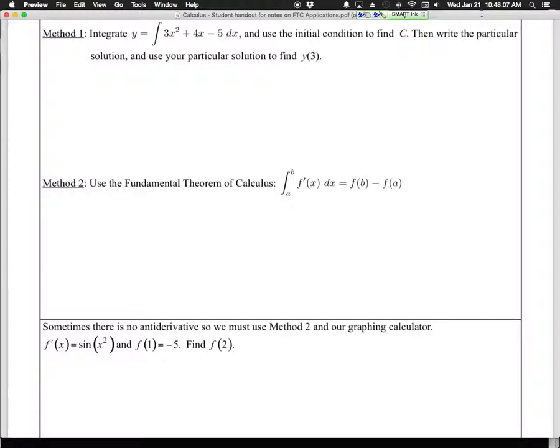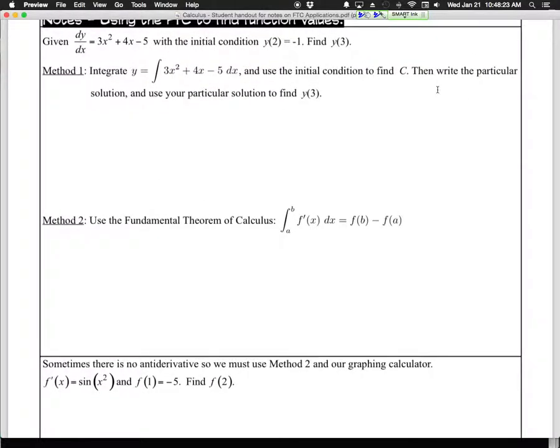Alright, so use the fundamental theorem of calculus, which says the integral from a to b of f prime of x dx equals f of b minus f of a. So how can we apply this to what we're trying to find? Let's look at this information and see if we can plug that in somewhere. Where do you think y of 2 and y of 3 go? F of b and f of a. So which one's which?